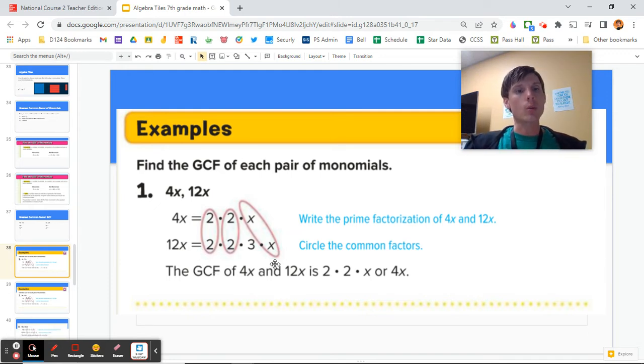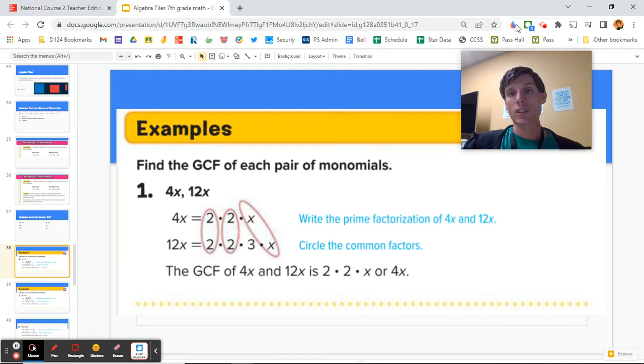All right. So let's look at two monomials here, 4x and 12x. So when you're doing linear expressions, you are dealing with these as well, right? Things like 4x and 12x. We know if we were to add these together, it'd be 16x. But that's not what we're trying to do today, okay? We're looking for greatest common factors.